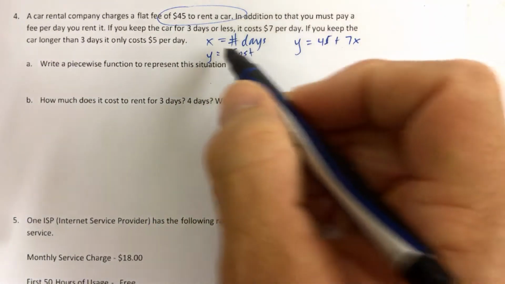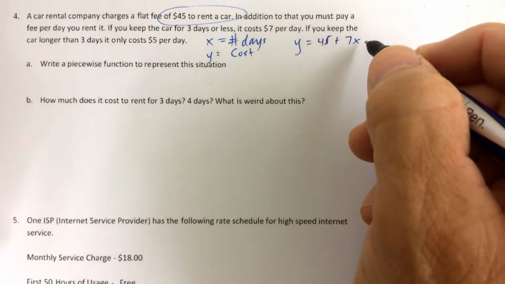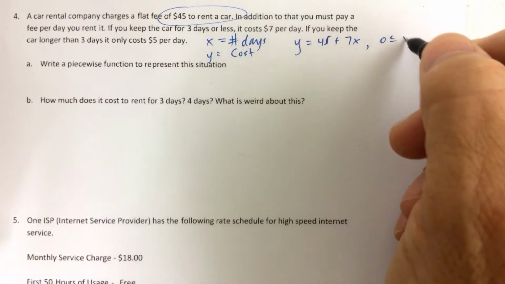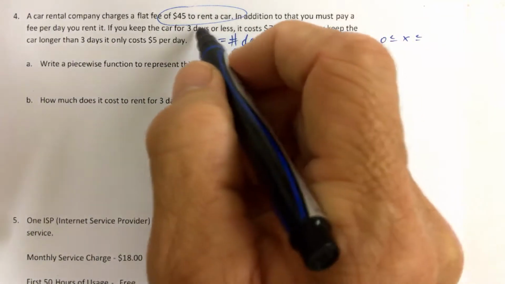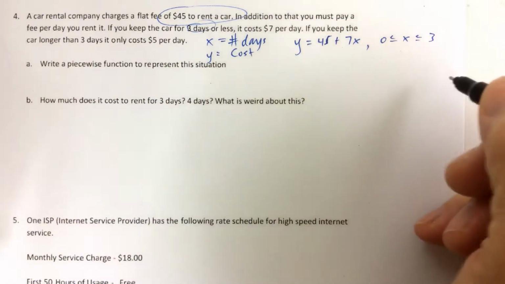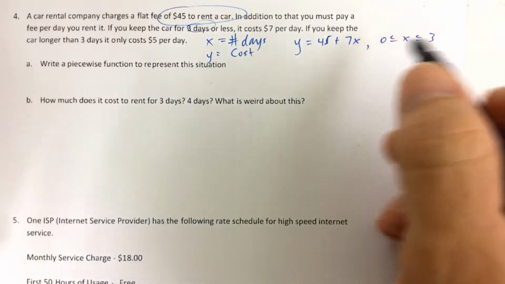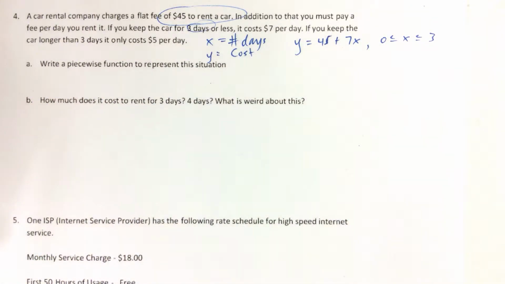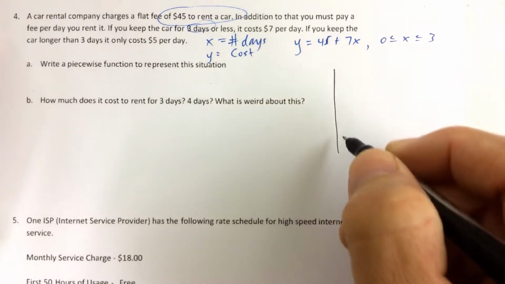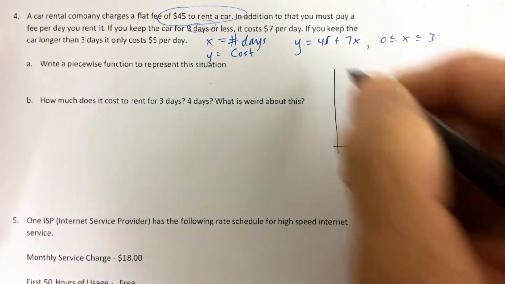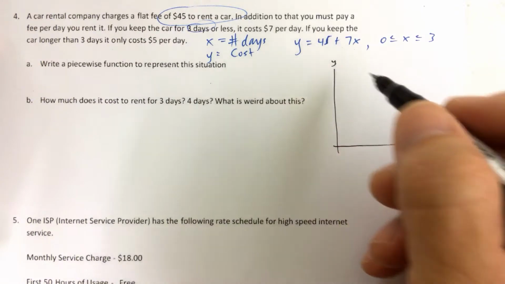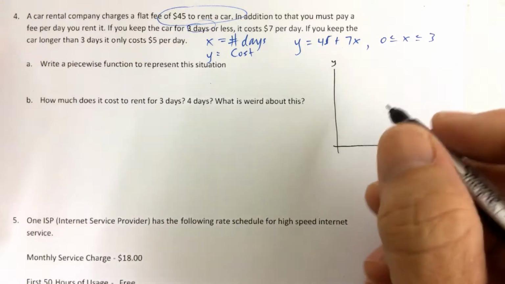So if I rent the car for x number of days, it's going to be 7 times x, but that's only between 0 and 3 days, so 3 days or less. So that's the first piece. And then if we keep the car longer than 3 days, it costs $5 a day. And this is where I like to draw a graph showing the number of days I'm renting the car versus the cost to rent the car.